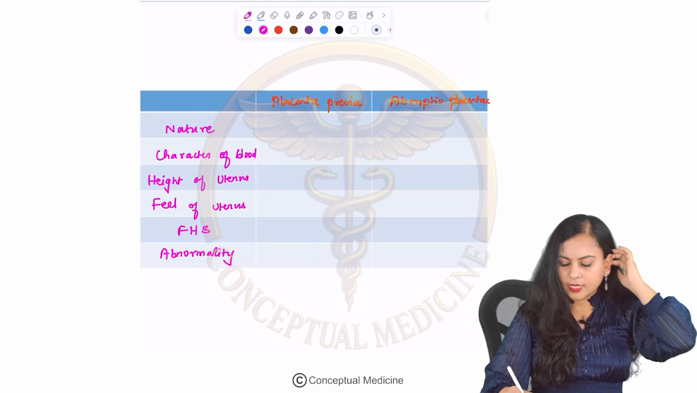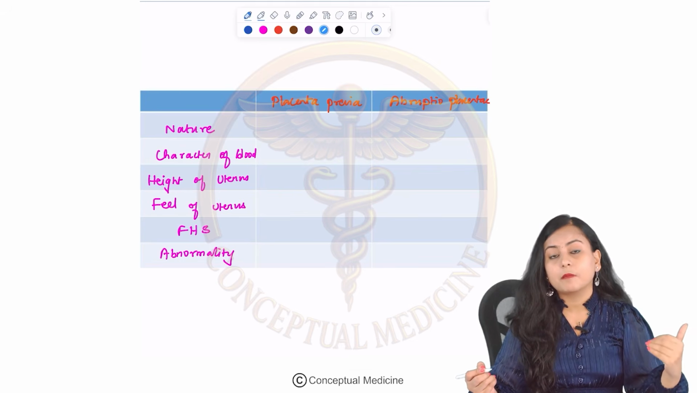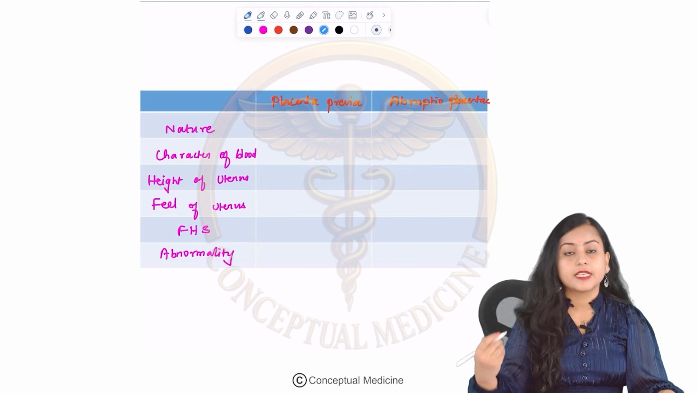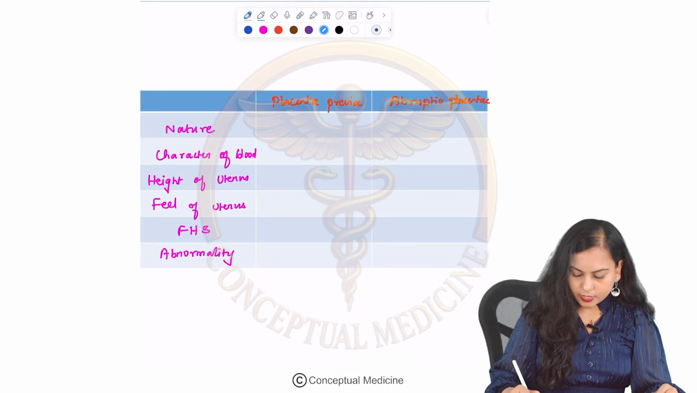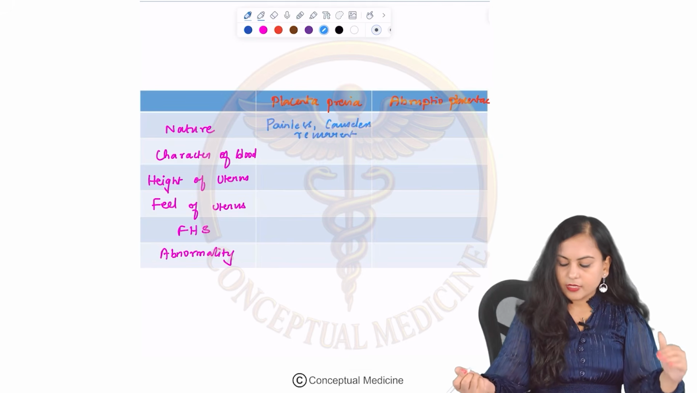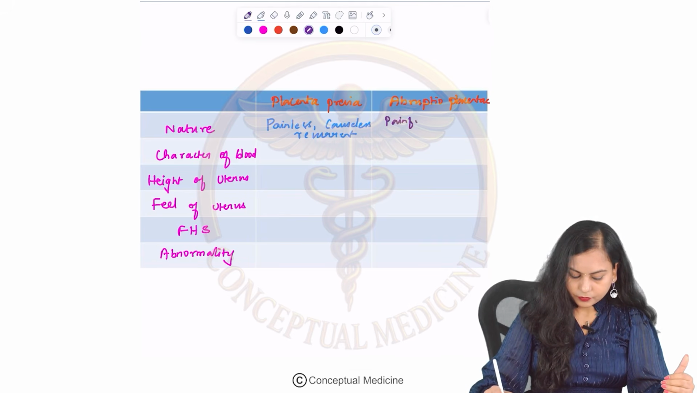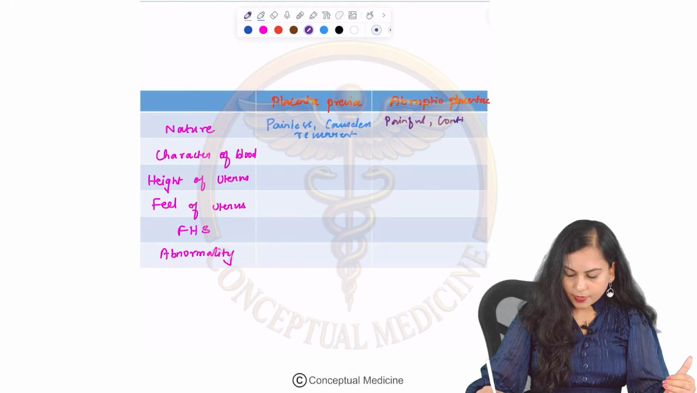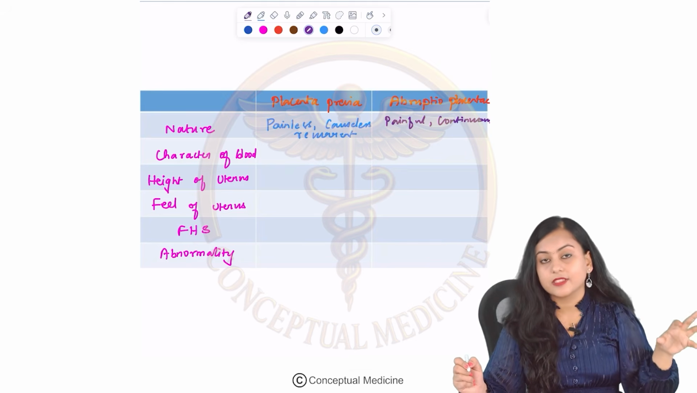If we see the nature of bleeding in placenta previa, it is causeless bleeding, coming as warning bleeds, repeated, recurrent bleeding without any cause. It is also painless. So painless, causeless and recurrent, that is placenta previa. Whereas in abruptio placentae, the bleeding is painful as well as continuous, and not always is the bleeding revealed.